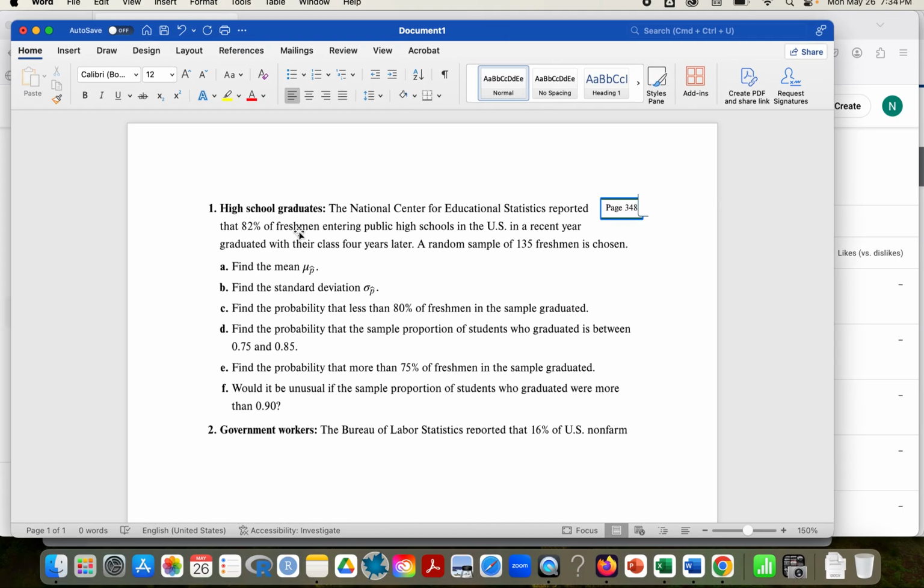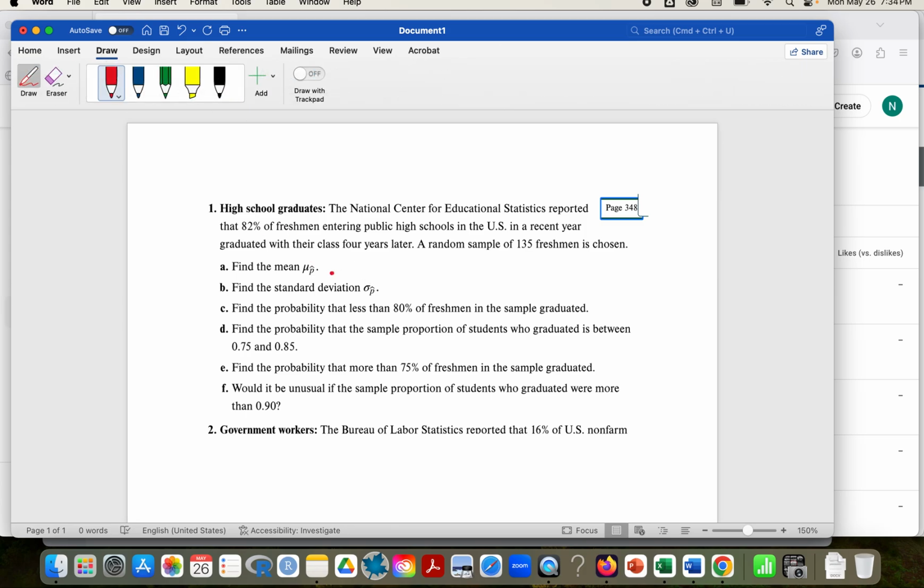The National Center for Educational Statistics reported that 82% of freshmen entering public high schools in the U.S. in a recent year graduated with their class 4 years later. A sample of 135 freshmen is chosen. Find the mean. Okay, so mu sub P hat is going to be 0.82 because we're just taking the value from the population. Find the standard deviation. Okay, so standard error is just another name for the standard deviation.